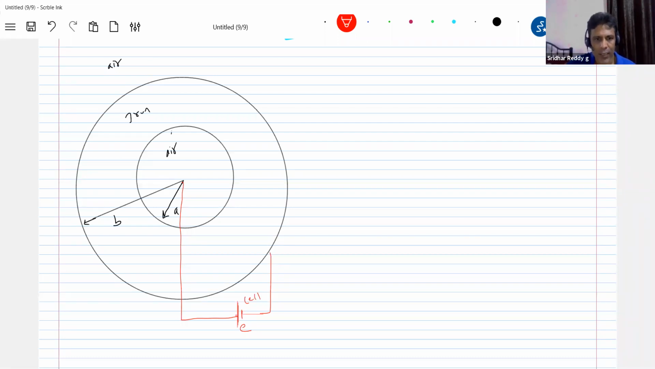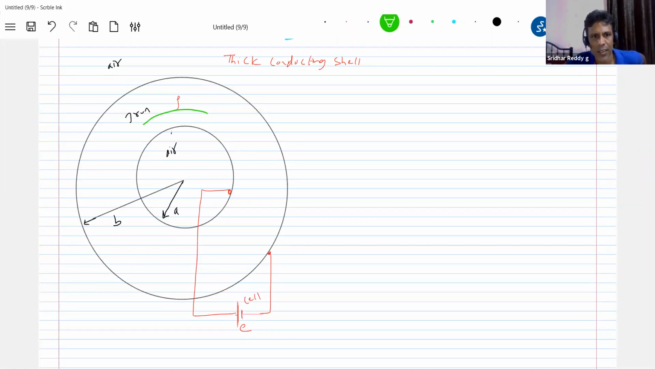So the cell is connected from the inner surface to the outer surface. Now, what is the resistance of this material? Let rho be the resistivity of this, uniform resistivity. This is a thick conducting shell. So what I do is, I'll assume first a thin shell.